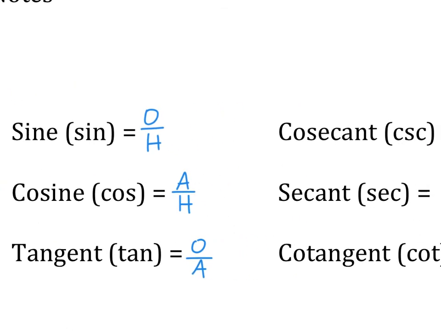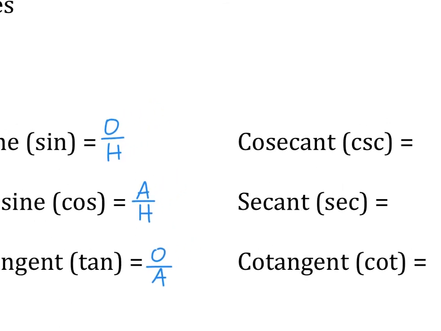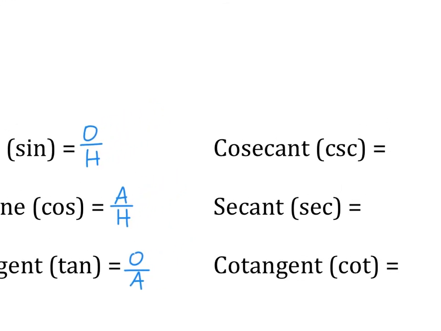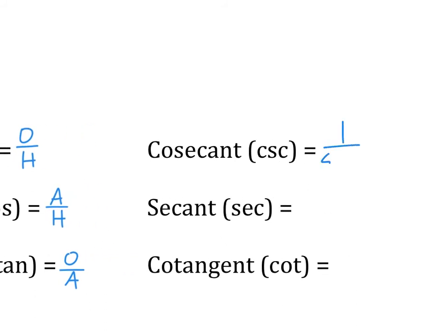Do you remember their reciprocals? Cosecant is 1 over what? 1 over sine. Yes. So since it's 1 over sine, it's really just the reciprocal. So that means we can just flip the ratio. So it's H over O.